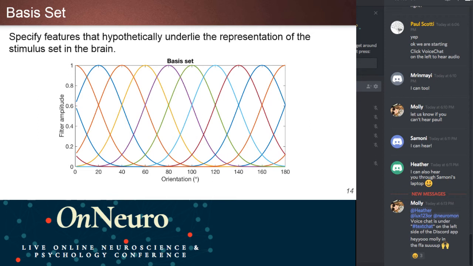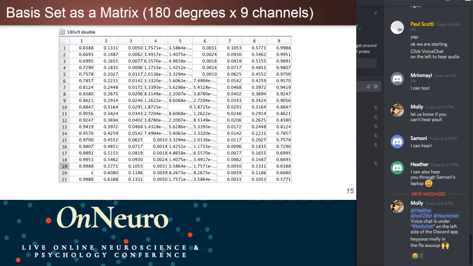Each of these corresponding orientations was modeled as a separate gabor, as a separate normal distribution, a Gaussian. More specifically, it was a sinusoid raised to a high power, but generally speaking, the exact shape of these distributions doesn't matter that much. Each of the orientations was separately modeled, and they have their basis set represented as a matrix.